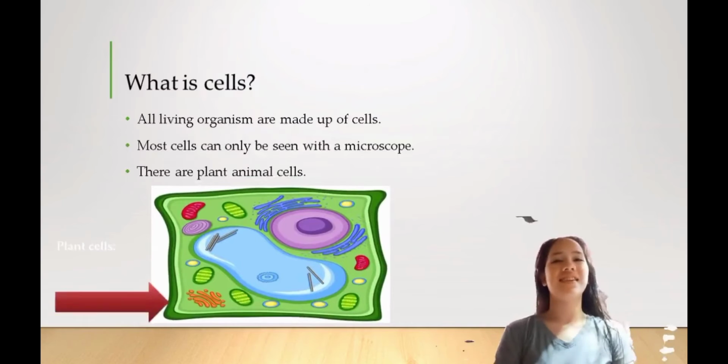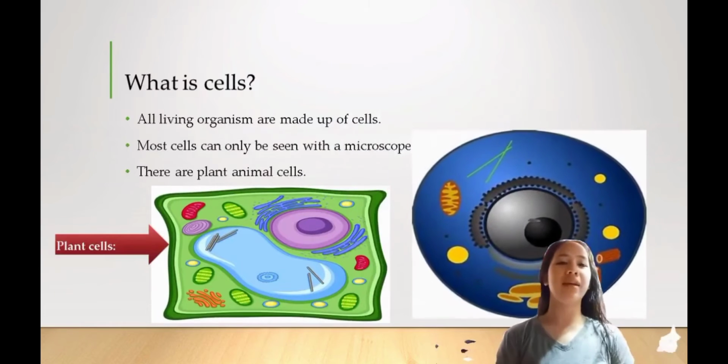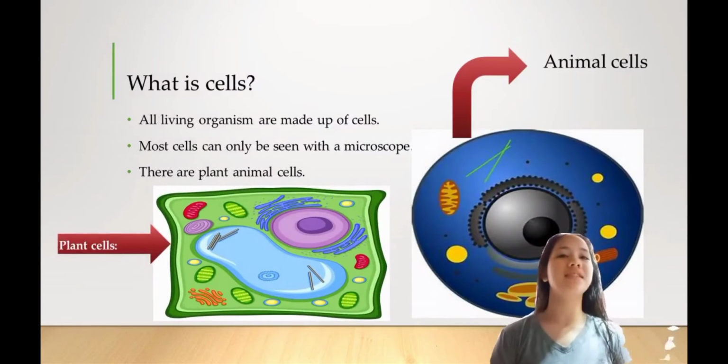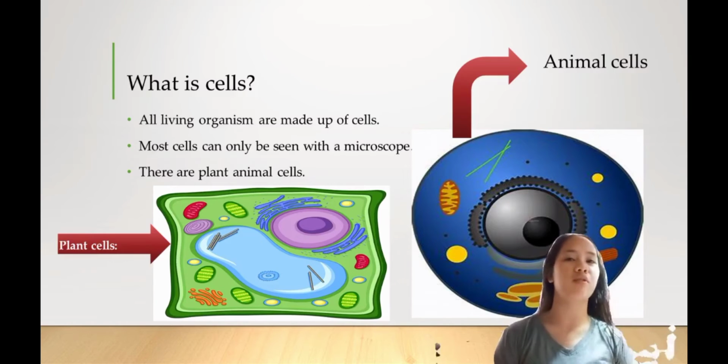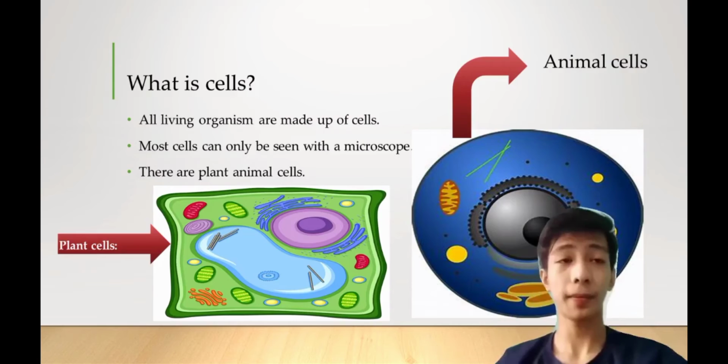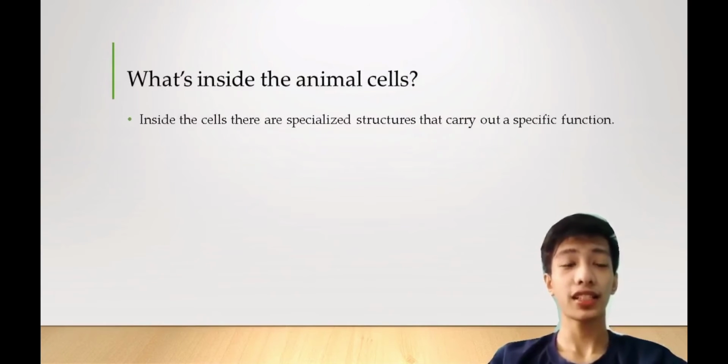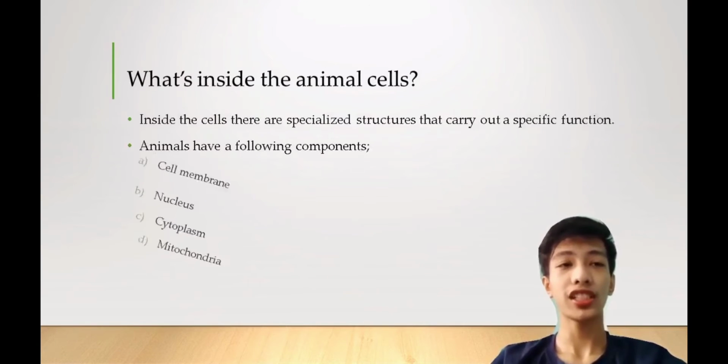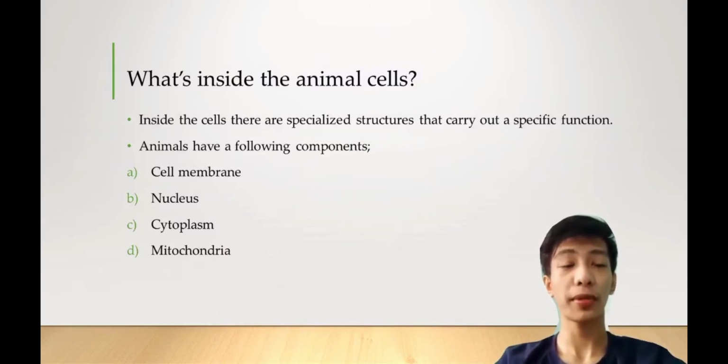What are cells? All living organisms are made up of cells. Most cells can only be seen with a microscope. There are plant, bacteria, and animal cells. Animal cells are typical of the eukaryotic cell, enclosed by a plasma membrane and containing a membrane-bound nucleus and organelles. Unlike the eukaryotic cells of plants and fungi, animal cells do not have a cell wall.